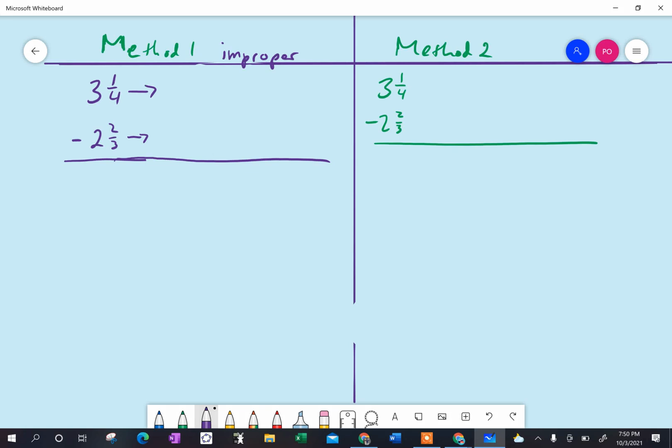Make a video on how to subtract improper fractions. And there's two ways I'm going to show you how to do this. The first way, what I'm going to do is I'm going to change everything into mixed numbers. I'm going to change the first one into an improper fraction.